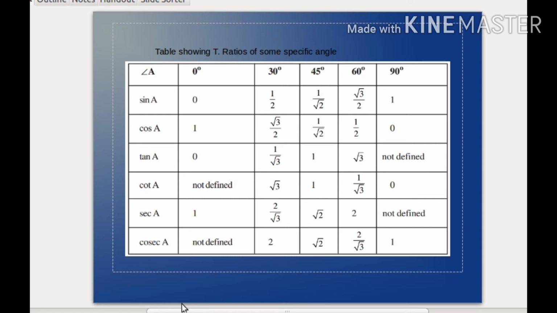Here you can see clearly that cot A is not defined for angle 0 degree, sec A is not defined for angle 90 degree, cosec A is not defined for angle 0 degree, and tan A is not defined for angle 90 degree. Now what are not defined values? When you divide some number by 0, the answer is not known by anyone. So that answer is written as not defined. Understand? This is the basic funda about not defined.